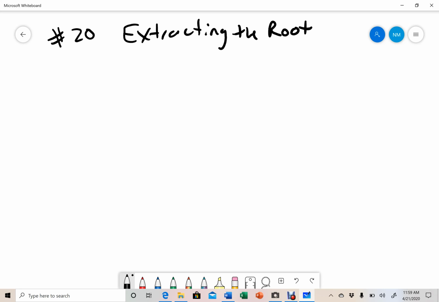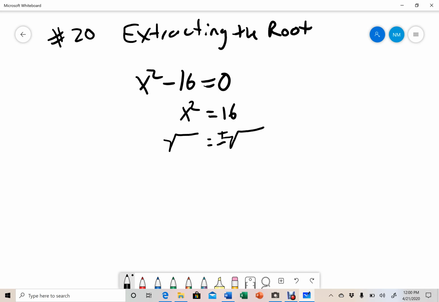All right, let's look at number 20. Now, number 20, we're going to use extracting the root, okay? Okay, so how do we extract the root? All right, so if I have x squared minus 16 equals 0, what do I do with this? Well, I know I can extract the root because both of these have a perfect square root. So what I'm going to do is I'm going to move this over so I have my x squared here and I have 16 here. By doing that, then I can just extract the root from both sides of these.